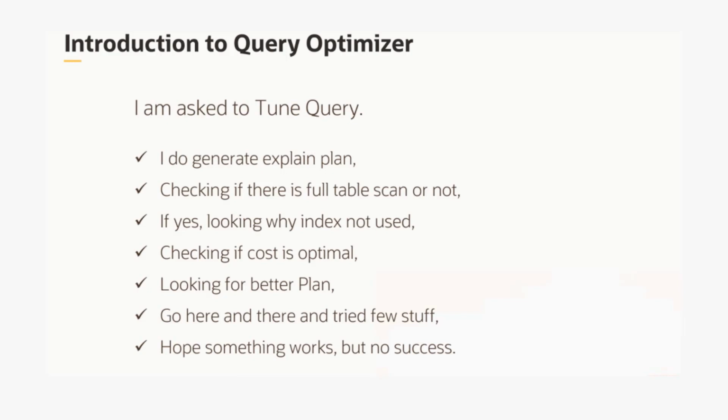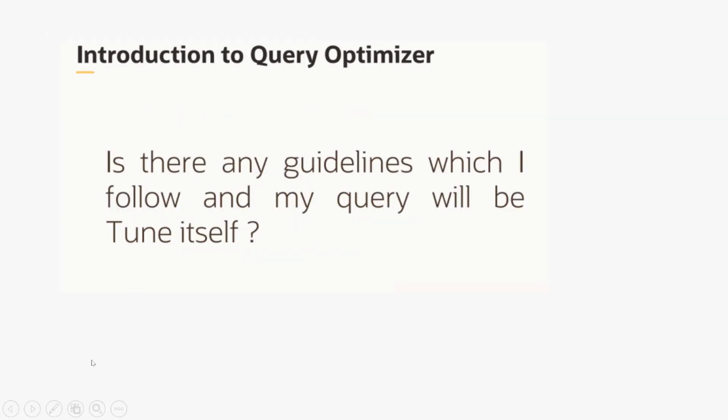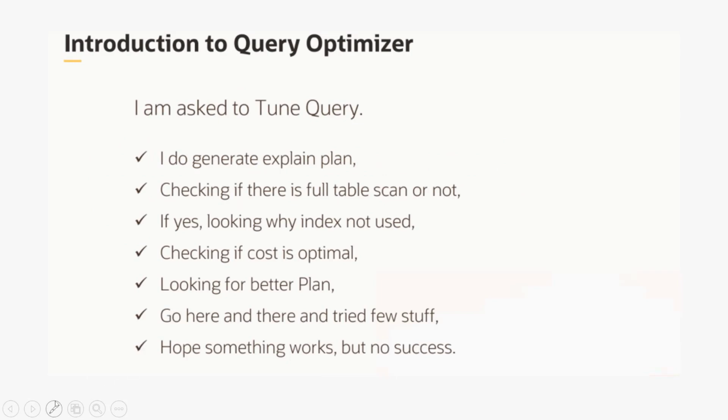If I'm asking to tune a query, what happens here? What does the optimizer perform here? So number one, what the optimizer does is it will generate the explain plan. So the first thing is, the purpose of the optimizer is to generate the work plan.